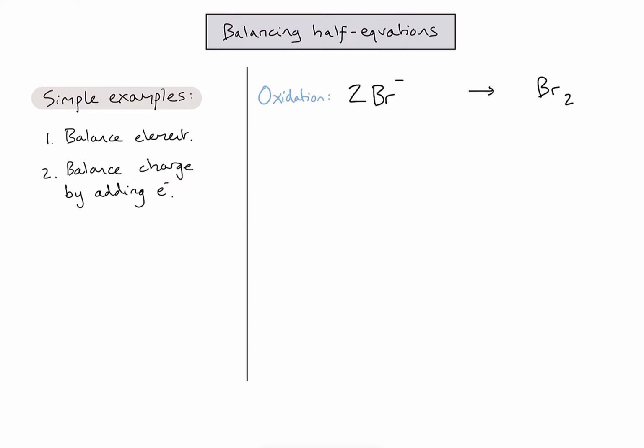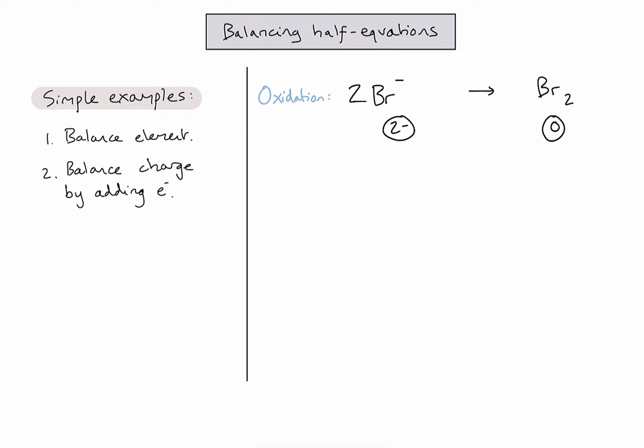In order to work out which side that is and how many electrons I need to add, we first need to calculate the total charge on each side of the equation. Currently on the left side I've got 2 bromide ions, which each have a negative charge, so the overall charge on the left is 2 negative. On the right side I've just got a nice neutral molecule of bromine, which has no charge. So the charge on the right side is 0.